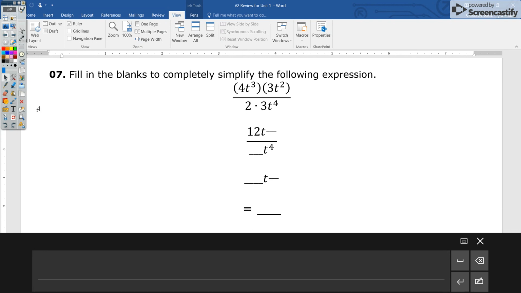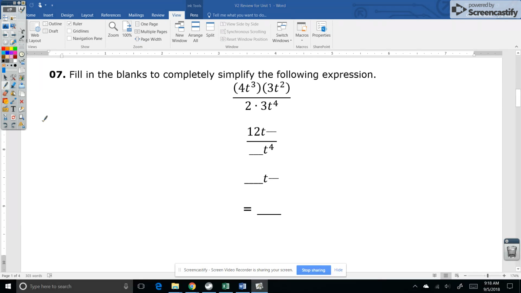Okay, fill in the blanks to completely simplify the following expression. So what I notice when I look at this problem is that 4 times 3 is 12. I'm going to do the same thing in the denominator. 2 times 3 is 6. Again, just like the last problem, t cubed means t, t, t. T squared means t, t. How many t's do I have? 5.